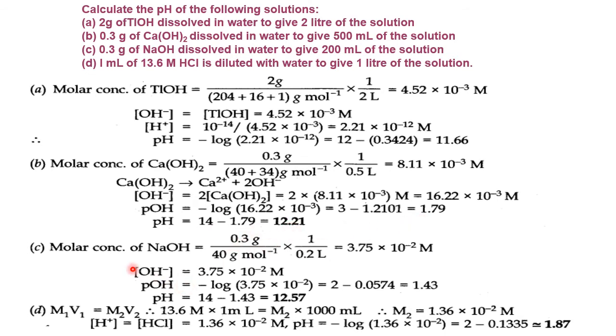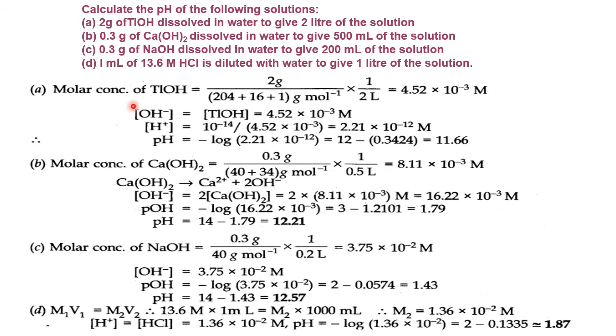In the same way for NaOH. So for this particular, number of moles in the liter gives the molarity. This is the hydroxyl concentration. So pOH equal to minus log OH minus, that gives 1.43. So when pOH equal to 1.43, what is pH? So pH equal to 14 minus 1.43, which is equal to 12.57.